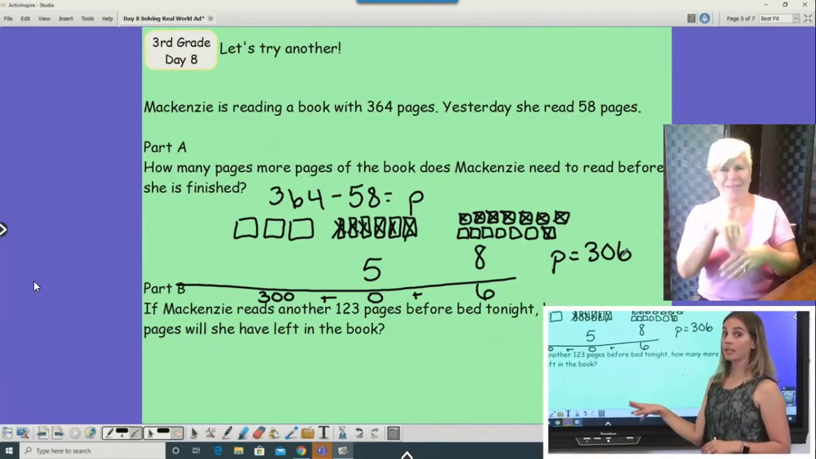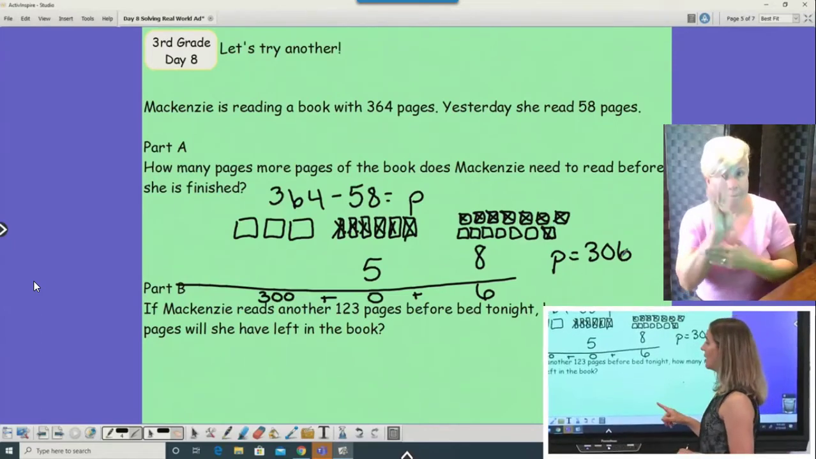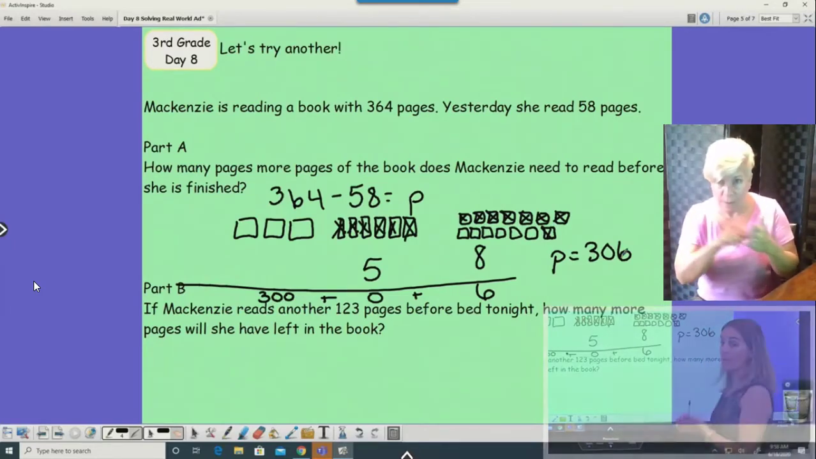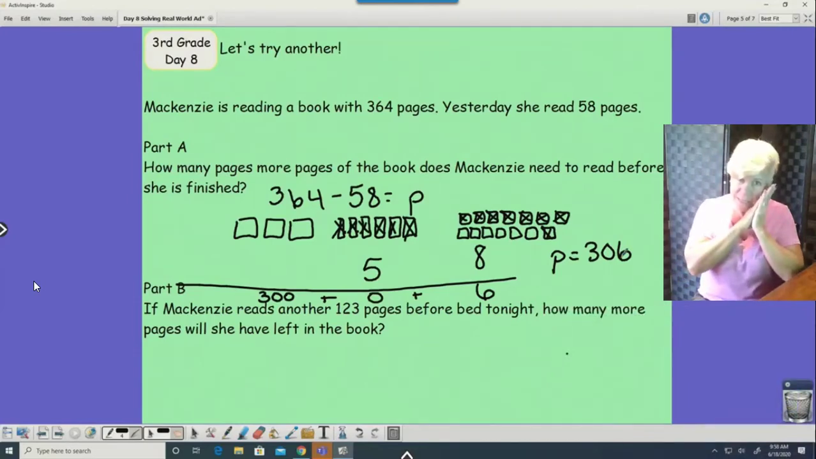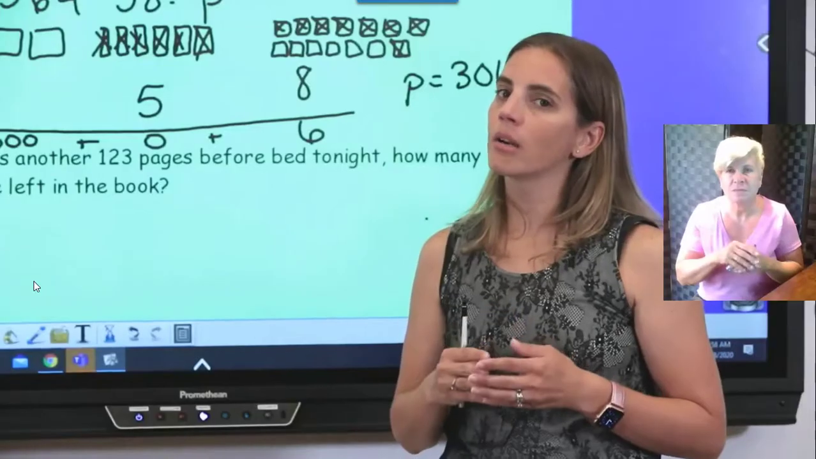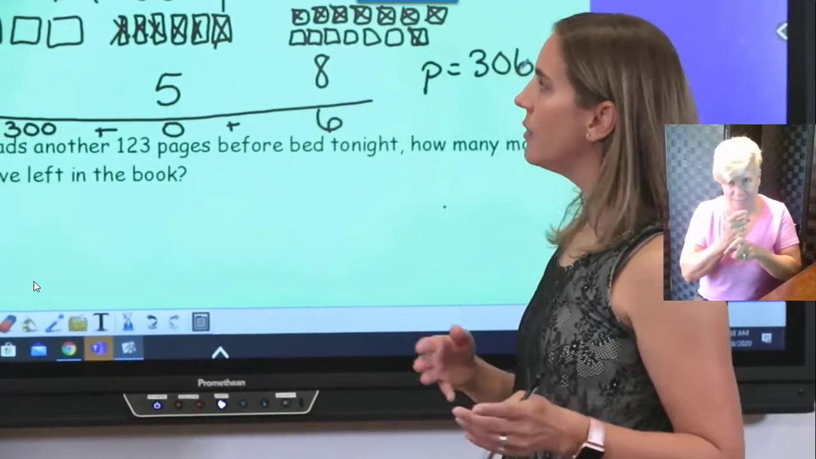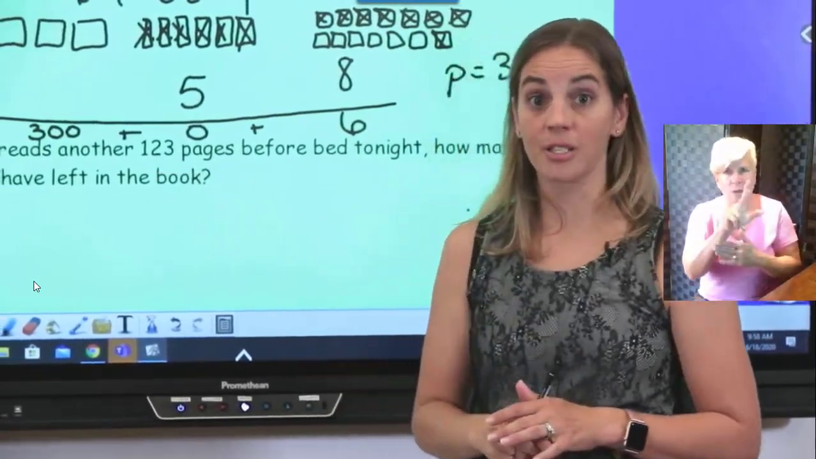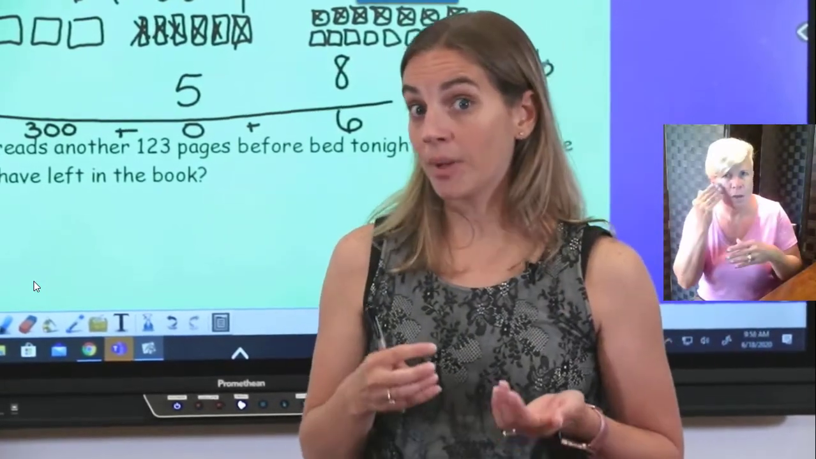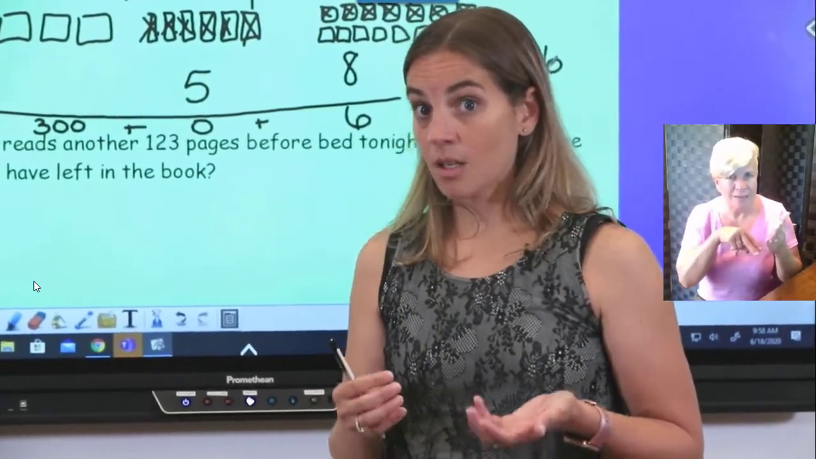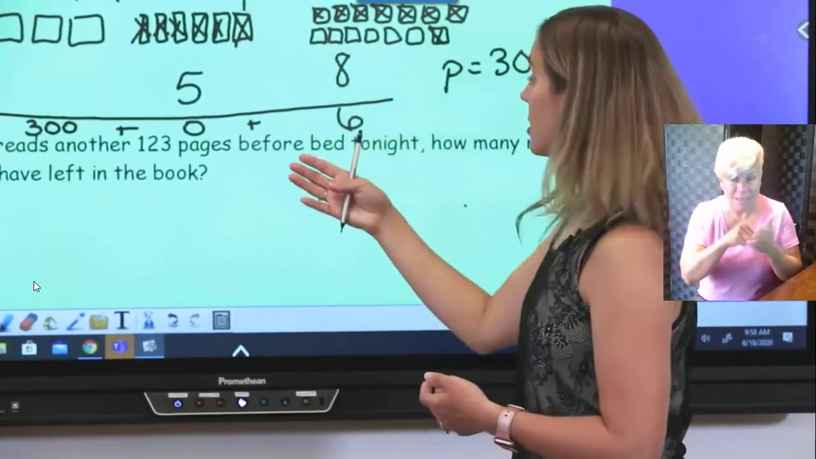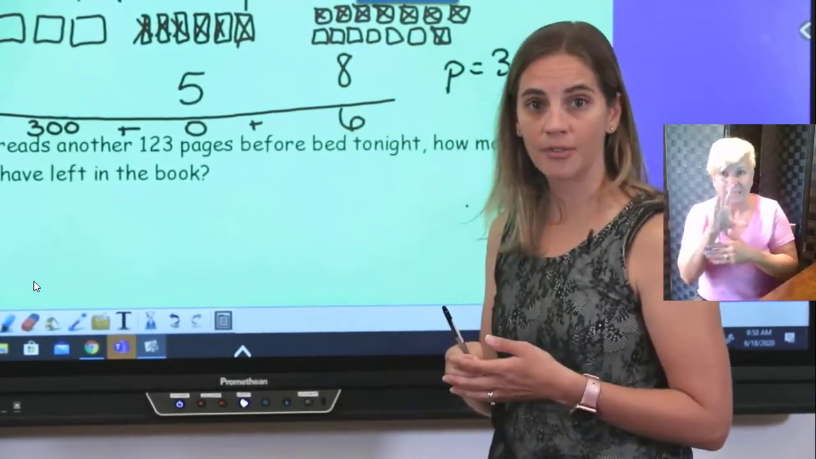So let's take a look down here at part B. If Mackenzie reads another 123 pages before bed tonight, how many pages will she have left in the book? Okay, so this is where it gets a little bit tricky, because a lot of you are going to want to go back and do that 364 and take away 123 pages. But what do we already know about what Mackenzie has read? That's right, she already read 58 pages, which means there's only 306 pages left in the book.